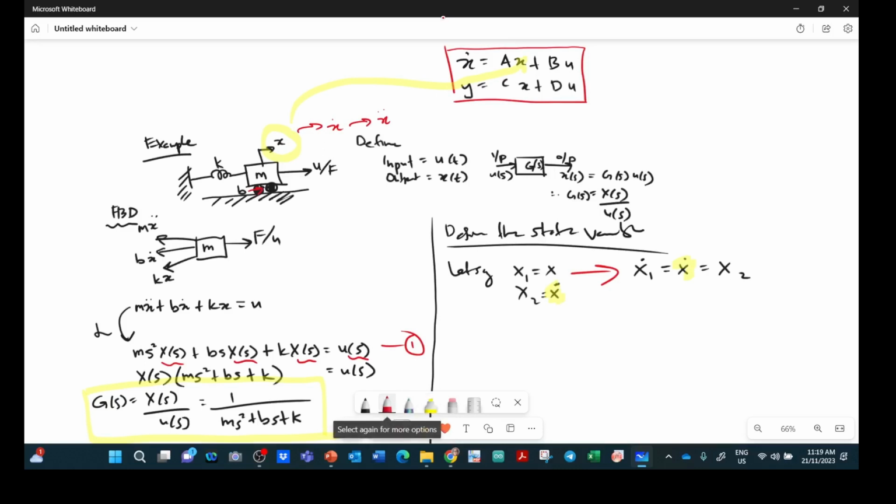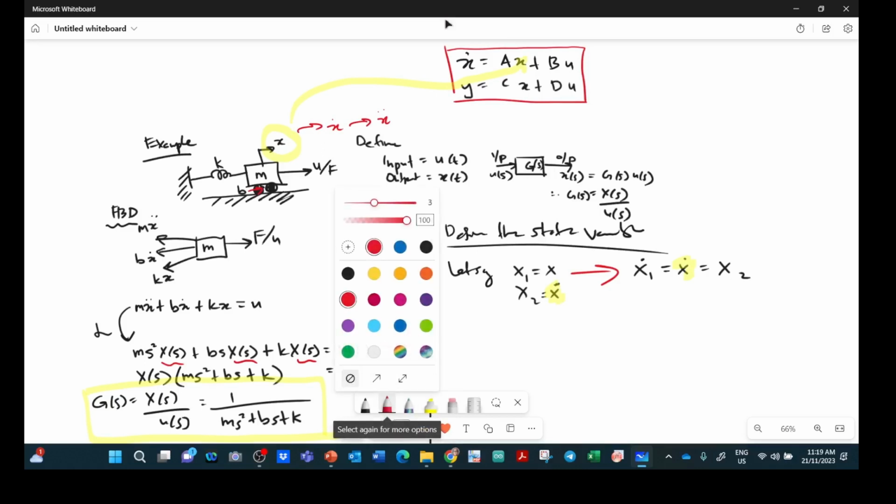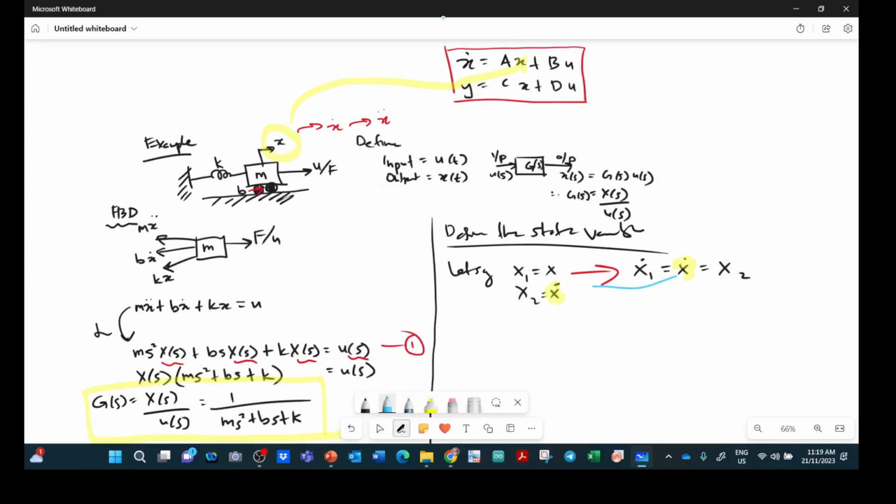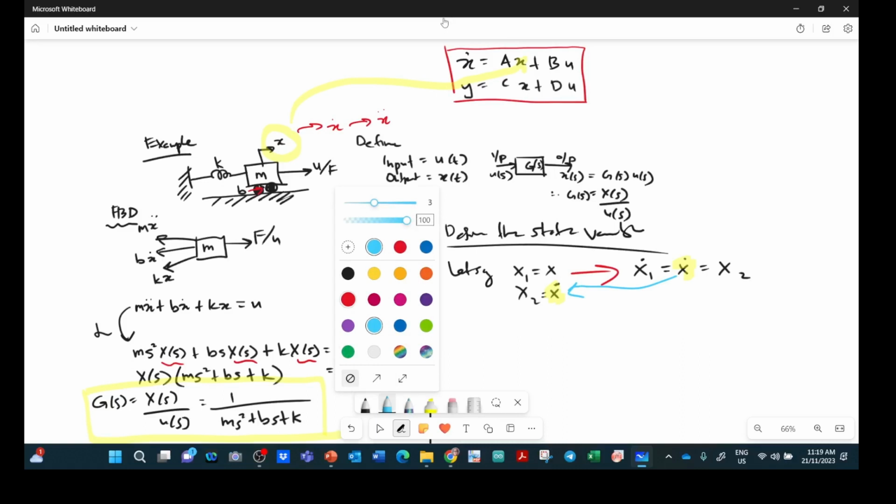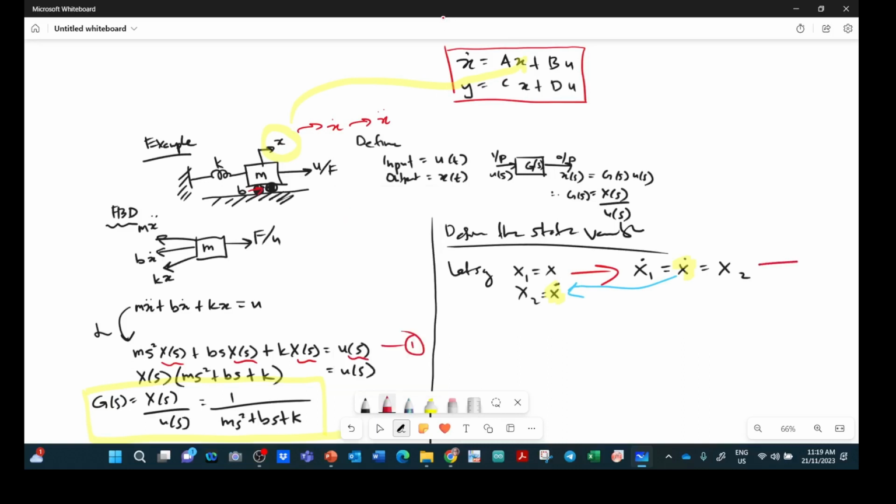Okay, so let me use a different color. This one is the same. Okay, so it's equal to x2. So you find that the equation for equation 1 is complete already. Oh, I got one equation already. Okay, now we move on to x1. We want to get what is x2 dot. Okay, x2 dot is x double dot.